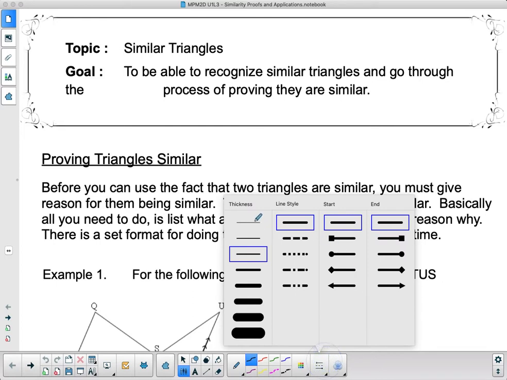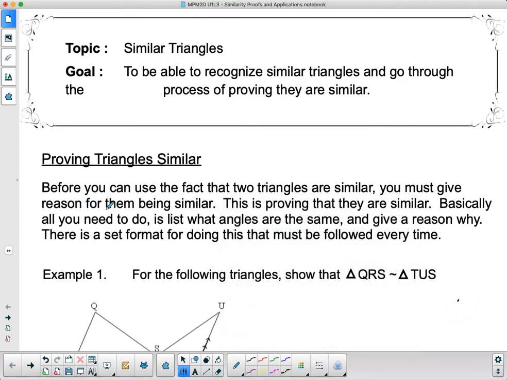So we're going to start with this one here. Before you can use the fact that two triangles are similar, you must give reason for them being similar. This is called proving they're similar. Basically, all you need to do, and this is really all you need to do, is list what angles are the same and give the reason why. So there's a set format to doing this, which is what we're going to go through now.